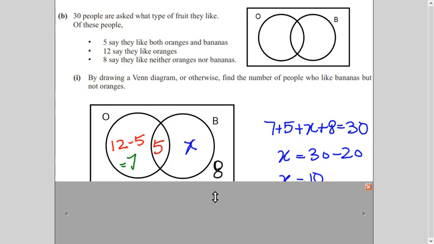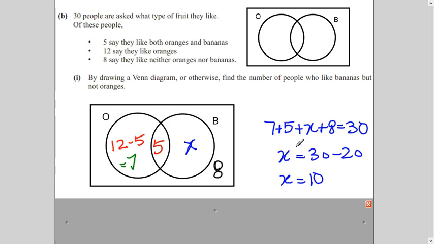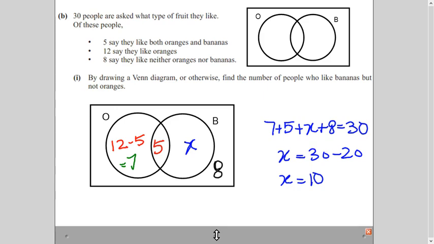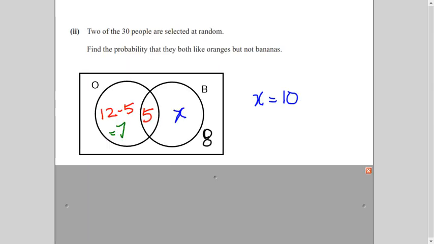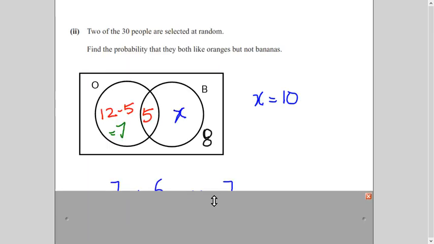So what comes? We will form an equation. We can do it mentally. The sum of 8 plus X plus 5 plus 7 should equal 30, because there are 30 people from whom the question was asked. So this will help you to know that only bananas were liked by 10 people, right? Let's see the next part of the same question.